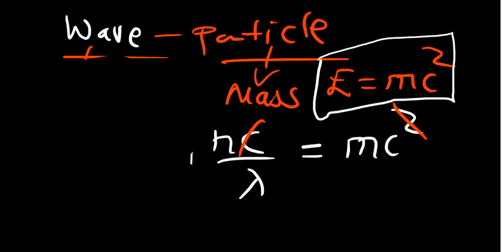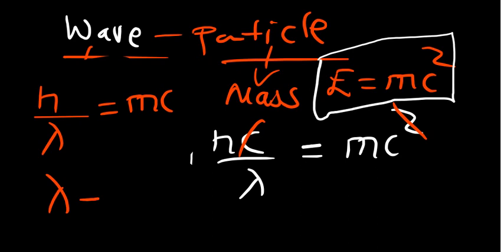So we are remaining with h over what? The wavelength is equal to h over mc. Our goal is to make wavelength the subject. So wavelength is going to be given as what? If you cross multiply, this goes there, so you have to divide by the mc. So it will be h over mc.